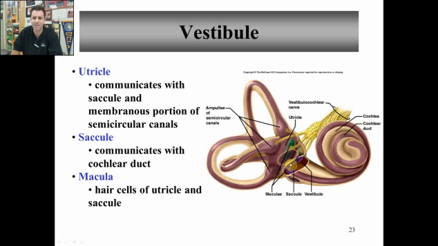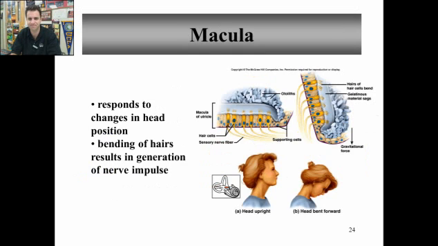And inside the saccule, of course, again, is endolymph still. So the utricle communicates with the saccule and the semicircular canals. It's the entry point between the semicircular canals and the saccule, that is the utricle. Now, the saccule communicates with the cochlear duct, as I mentioned, because of the presence of endolymph. And then the macula are hair cells of the utricle and the saccule. And we'll show you what that looks like here in just a second.